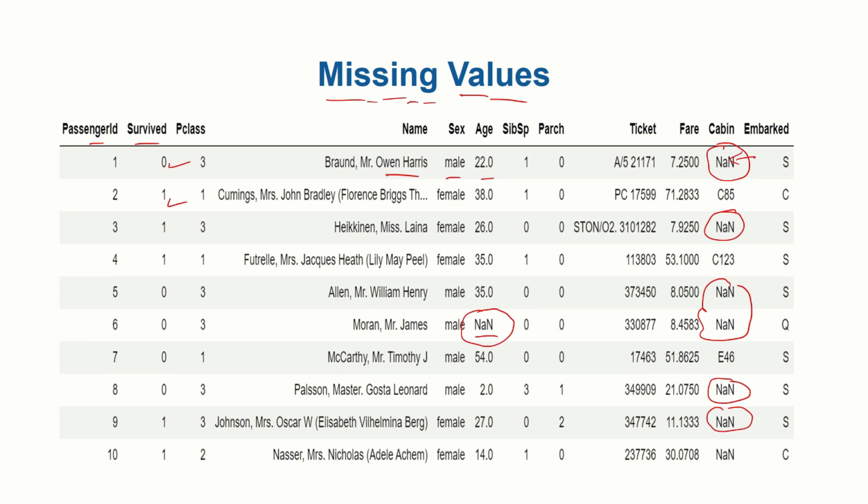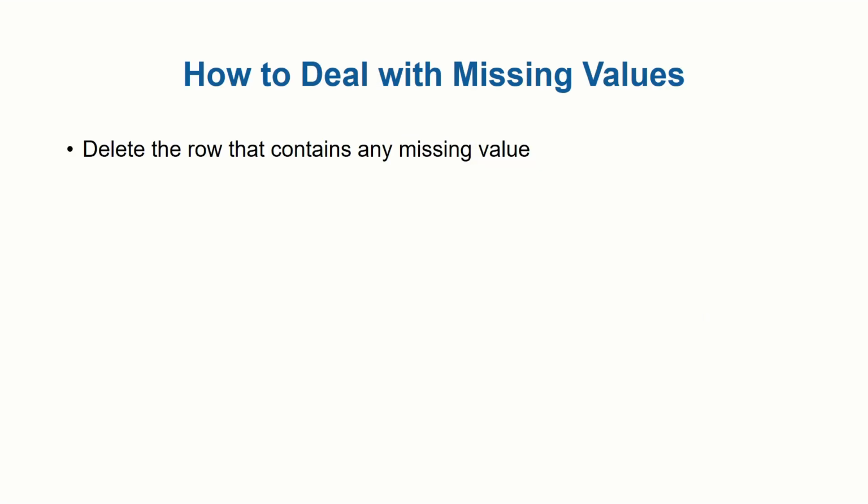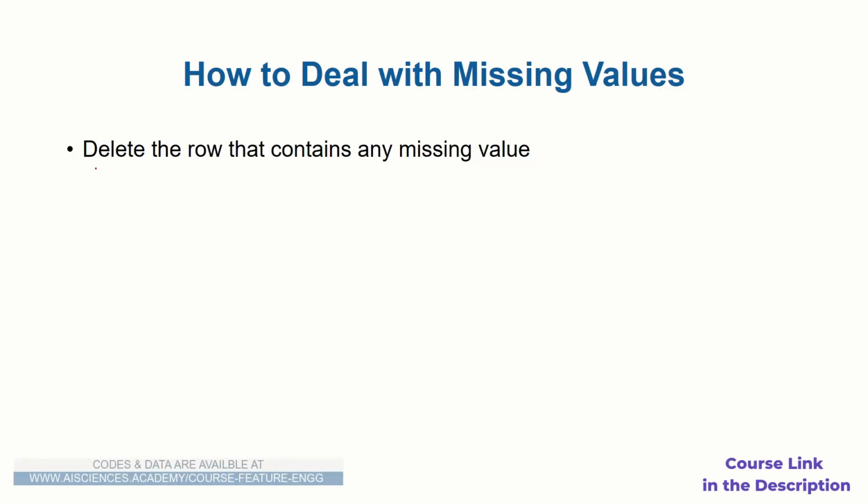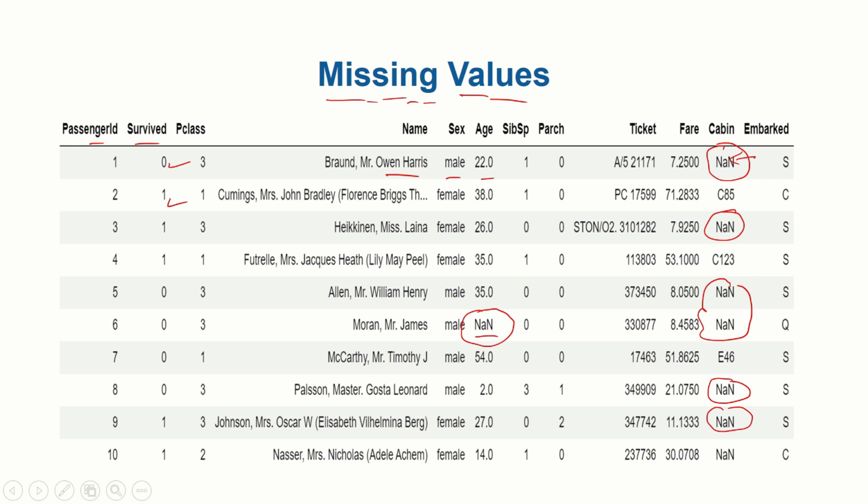So now the question is how to deal with these missing values. There are two basic methods. Number one, you can delete the row that contains any missing value. What do we mean by this? Here we can see that this row contains a missing value, this row also contains a missing value, and so on. So we can just delete these rows. All the clean rows will be left, and there will be no missing value in these rows.